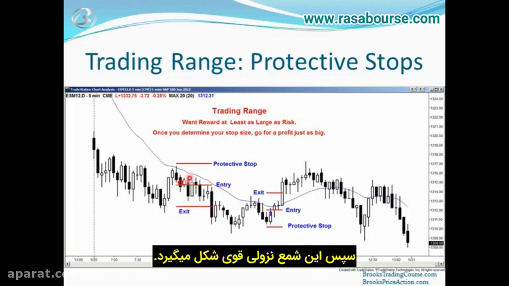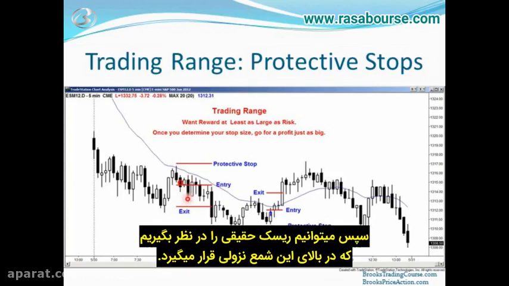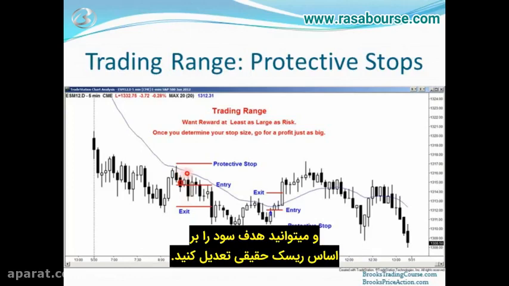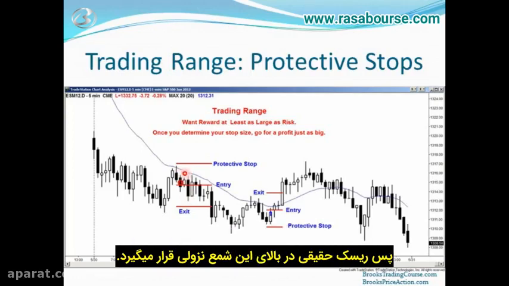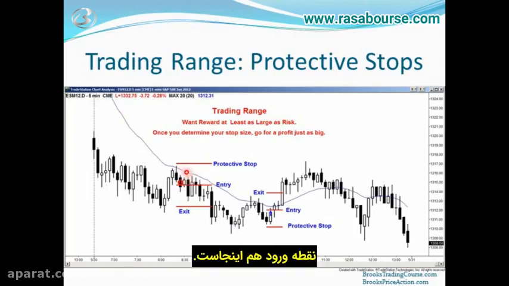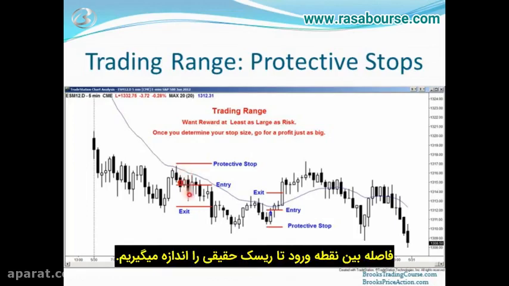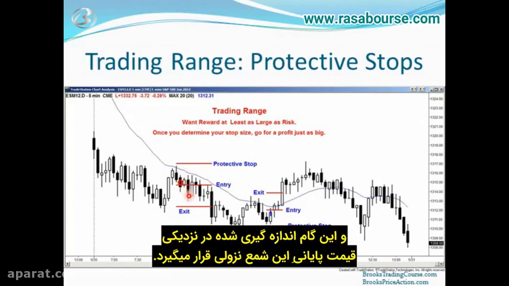After you had this very strong bear bar, you could then go back and look at your actual risk, which was 1 tick above the high of this bar, and you could adjust your target based on your actual risk. So your actual risk now at the end of this bear bar is up here. Your entry price is here. You could go for a measured move, which would be right around the close of that bear bar.